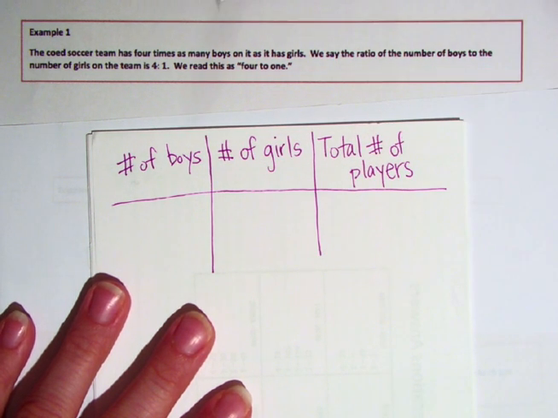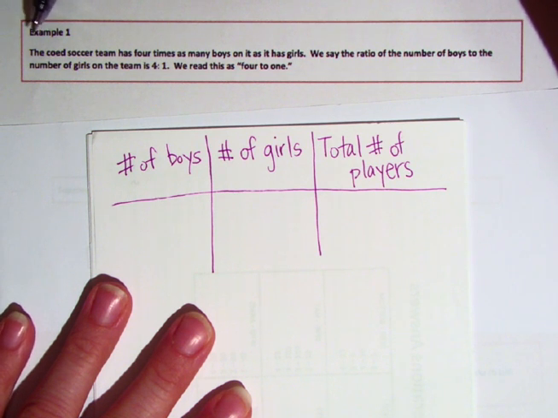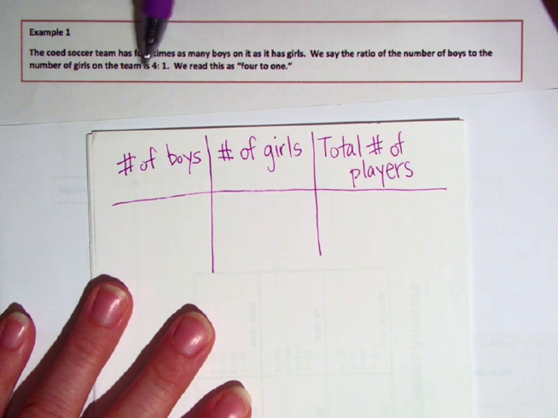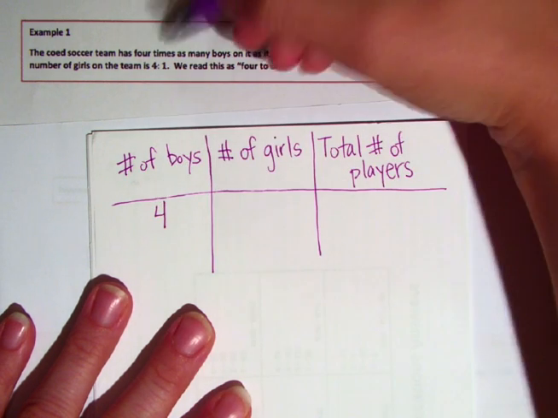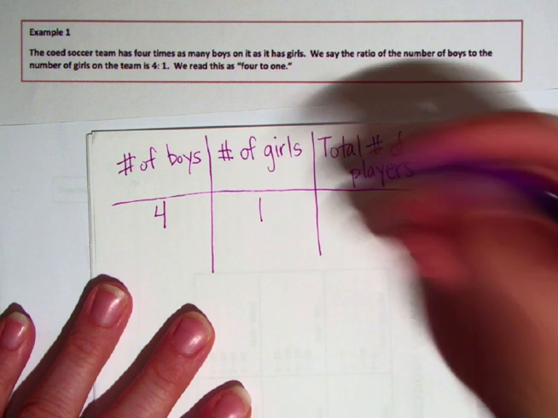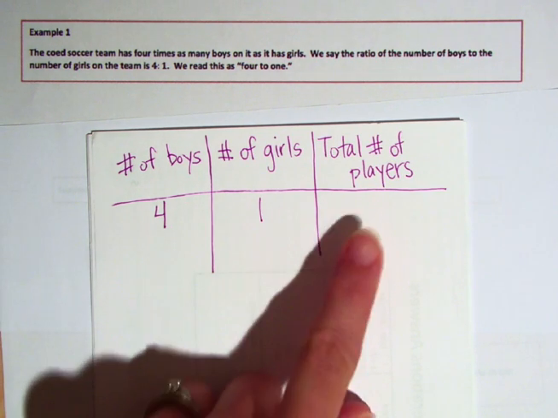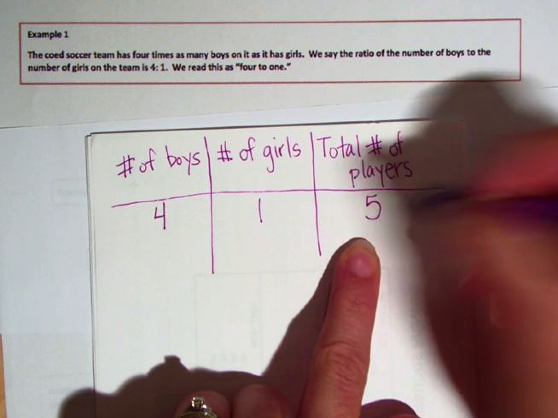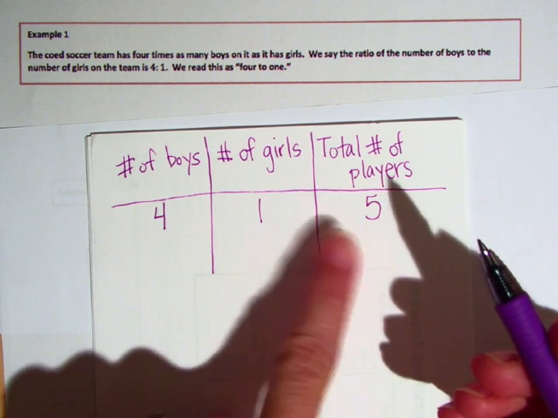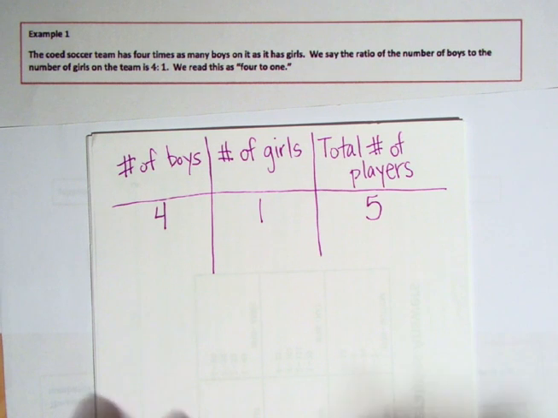Okay, so we know that the ratio is 4 to 1. And the first sentence tells us how the ratio goes. It's very important to have the right order. The co-ed soccer team has 4 times as many boys as it has girls. Okay, boys to girls, boys to girls. So there are 4 boys and there is 1 girl. If we have 4 boys on our team and 1 girl, we have a total of 5 players. And I got that by adding 4 plus 1 equals 5. A simple addition problem there.